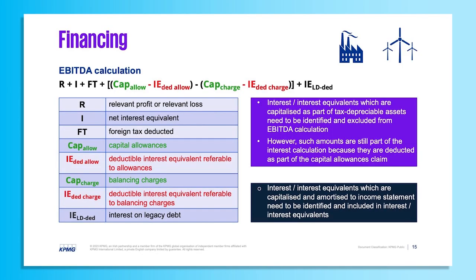On this slide, you can see the formula for calculating EBITDA, which Gareth mentioned earlier. In calculating EBITDA, any capital allowances or balancing charges are to be reversed, but any amount of such an allowance or charge referable to deductible interest equivalent should be excluded, as otherwise these amounts would be double counted, as they will already be captured in the net interest equivalent part of the calculation, being I in the EBITDA formula. So the key takeaway here is that there could be elements of interest or interest equivalent buried within other items contained within the financial statements that may require evaluation.